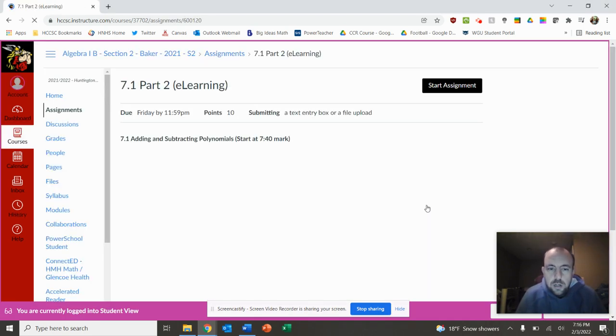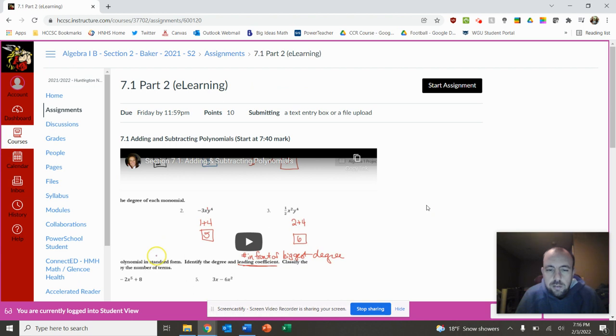So, what we're going to look to do today is going to be the second part of 7.1. As you looked at the first part of 7.1, you've talked about the degree, leading coefficients and terms like that, monomial, polynomial, binomial, and so forth. Now we're going to look at how do we add and subtract those.